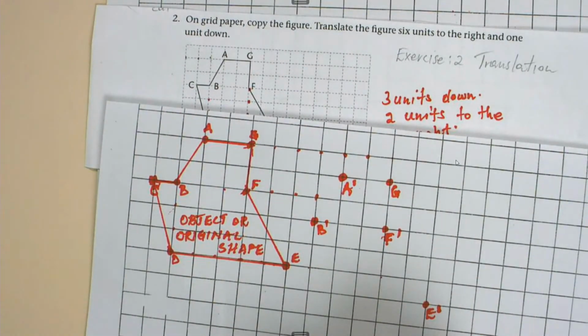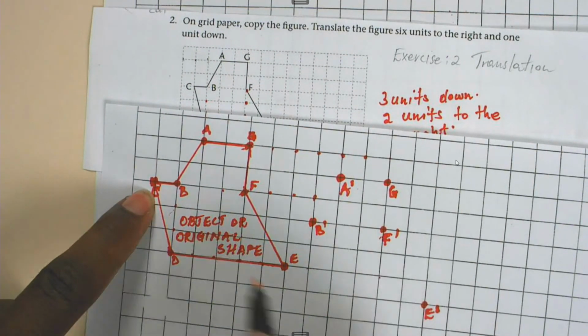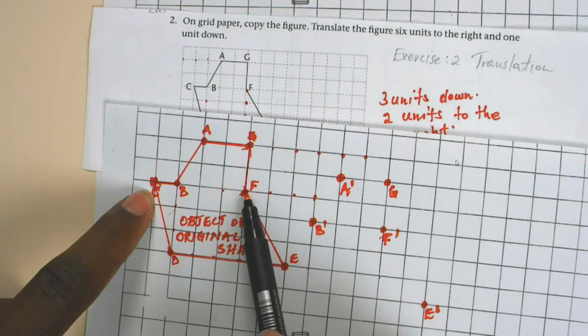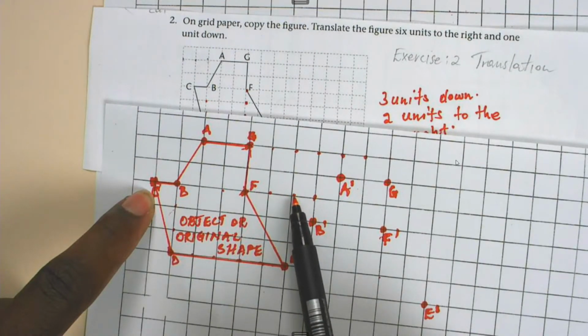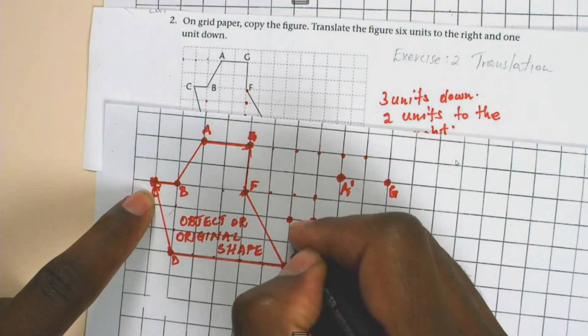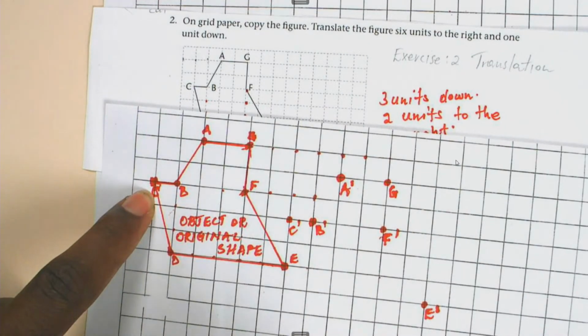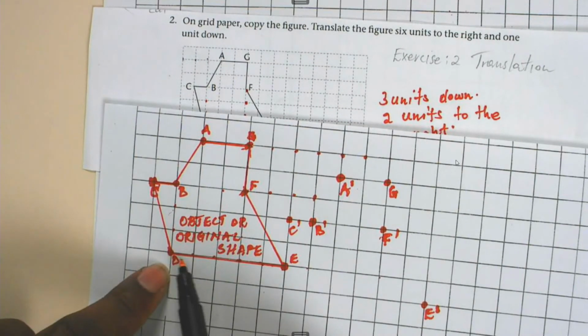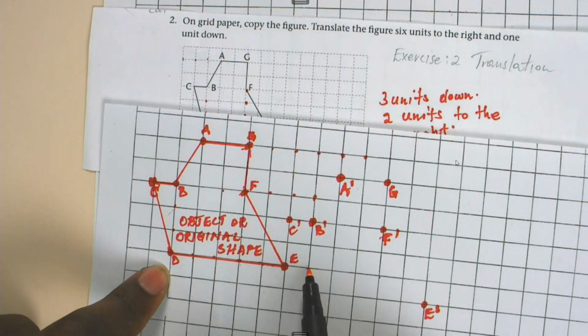Let us translate point C, 6 units to the right: 1, 2, 3, 4, 5, 6. And then 1 unit down, 1. So our C prime will be here. And then let us translate point D, 6 units to the right: 1, 2, 3, 4, 5, 6. And then 1 unit down, 1. So we'll have our D prime.